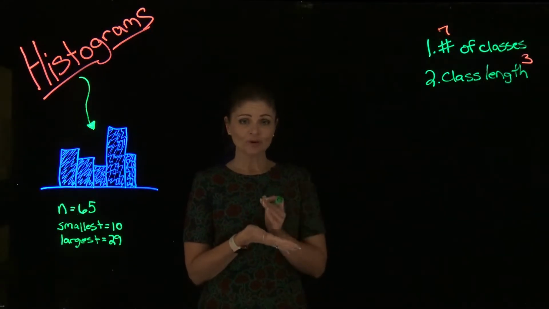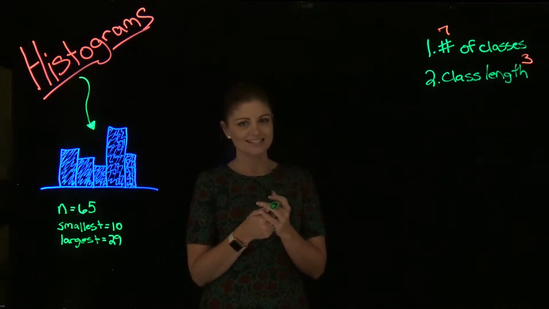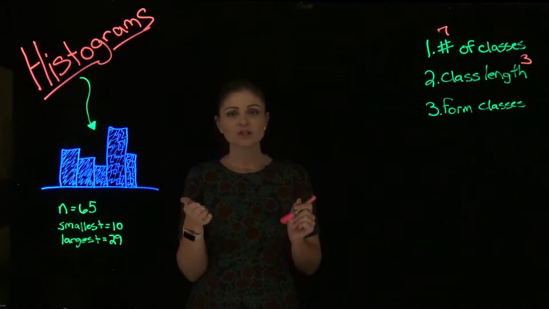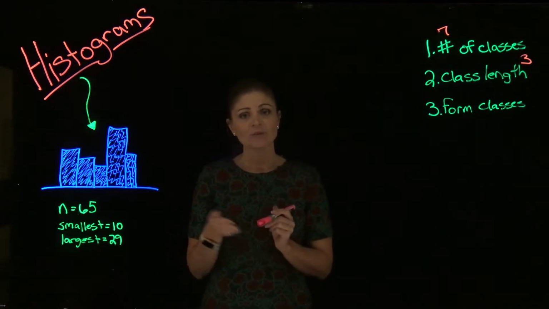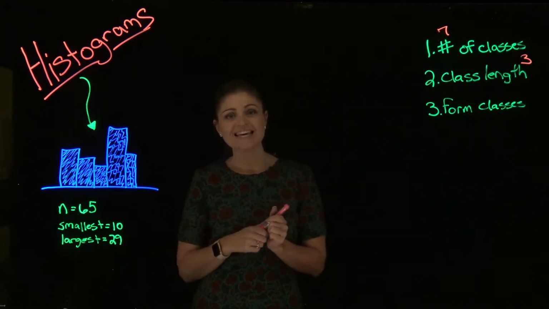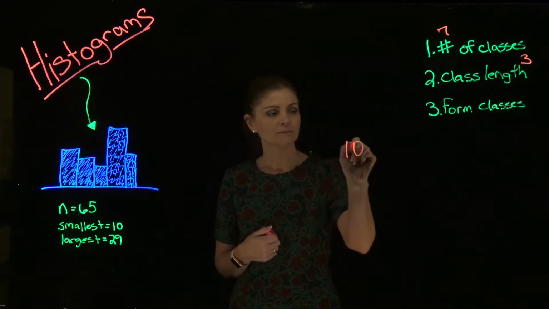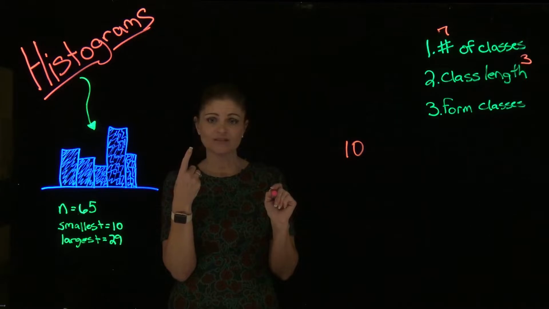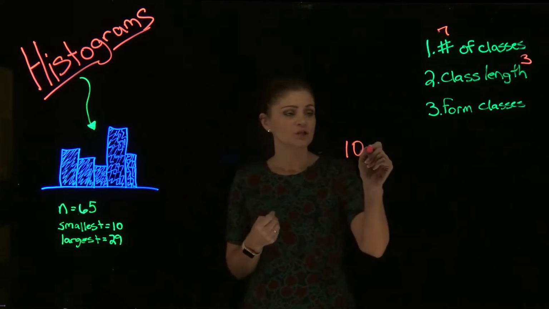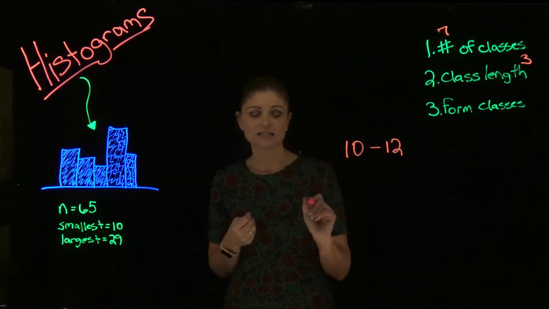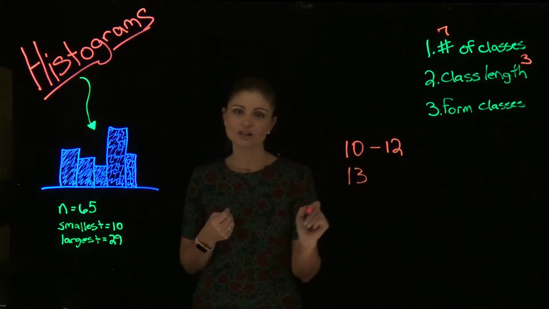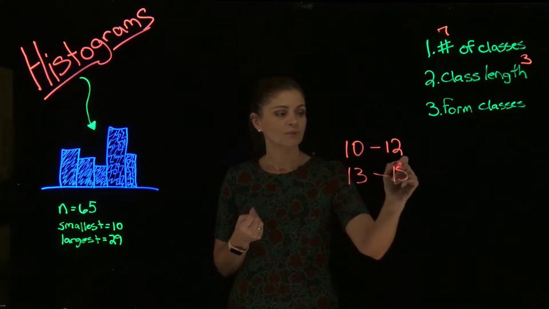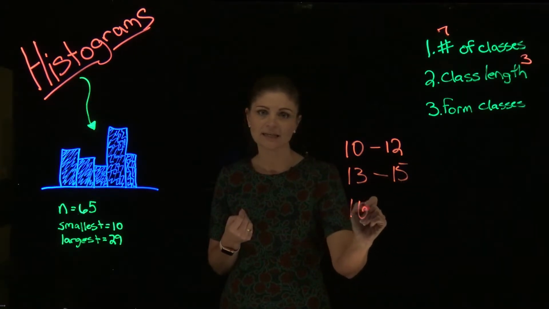Now that we know the number of classes and the length of those classes, our next step is to form those classes. We're going to start with the lowest number that we have. For our illustration, it's going to be 10. So we're going to start with 10, and we're going to include our class length, which is 3. So we have 10, 11, and 12. So 10 through 12 is our first class. Our next class will start at 13: 13, 14, and 15. And our next class will start at 16.